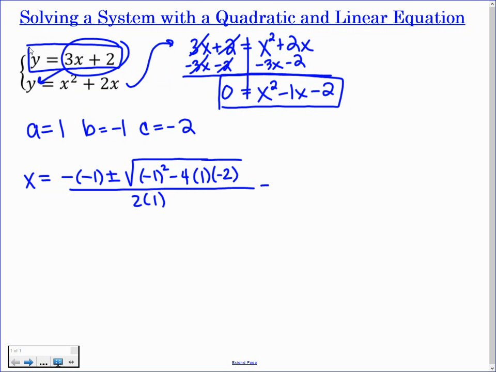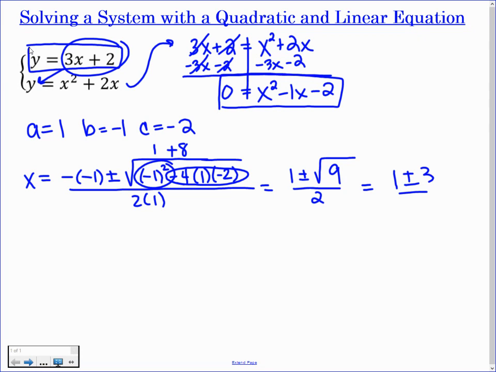Let's keep simplifying. So we have a positive 1 plus or minus the square root of... okay, be very, very careful. Watch your signs. This is a positive 1. A negative 4 times a 1 times a negative 2 is a positive 8. So 1 plus 8 is going to give us the square root of 9, all being divided by 2. So we know this is equal to 1 plus or minus 3 divided by 2.